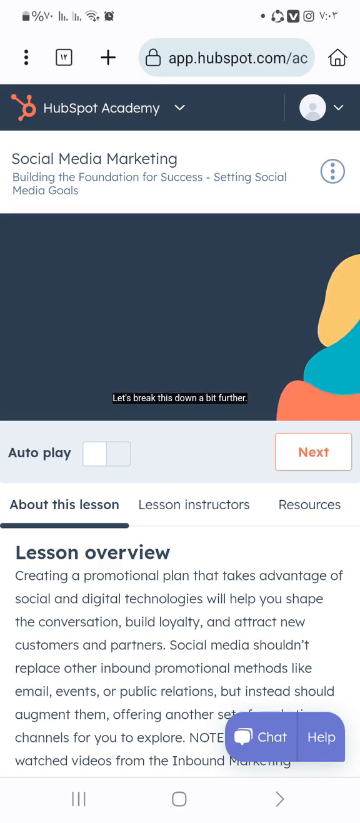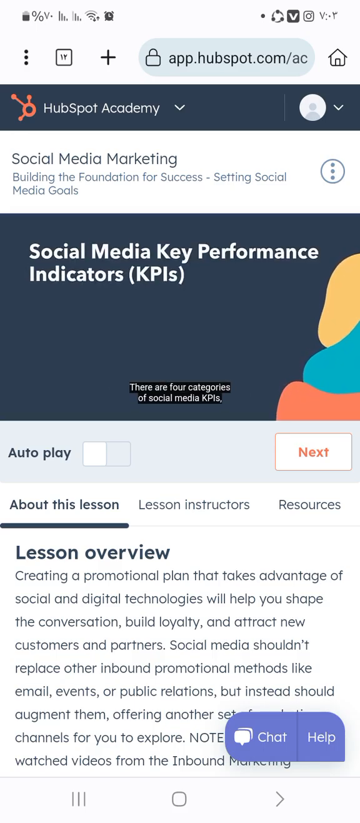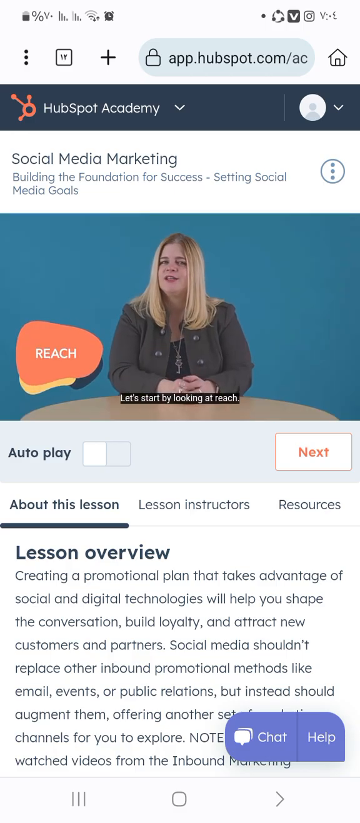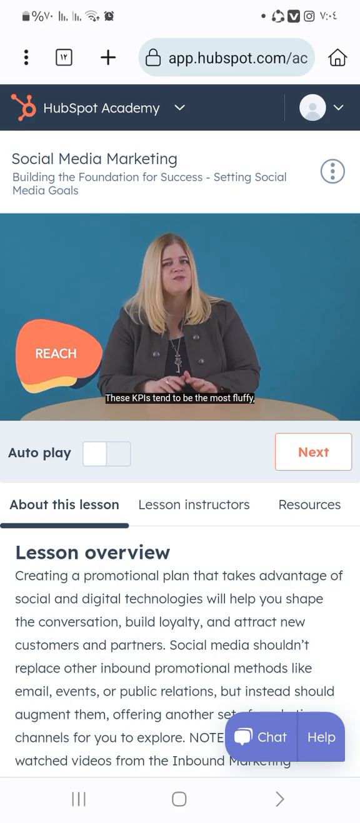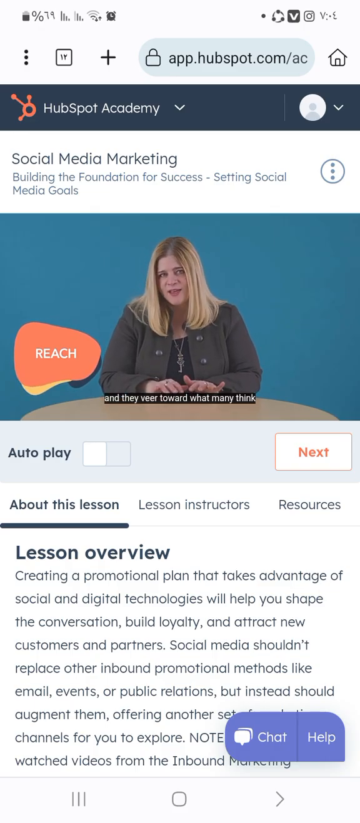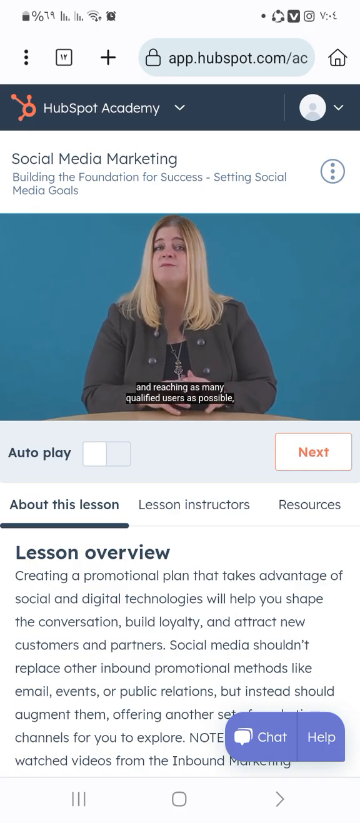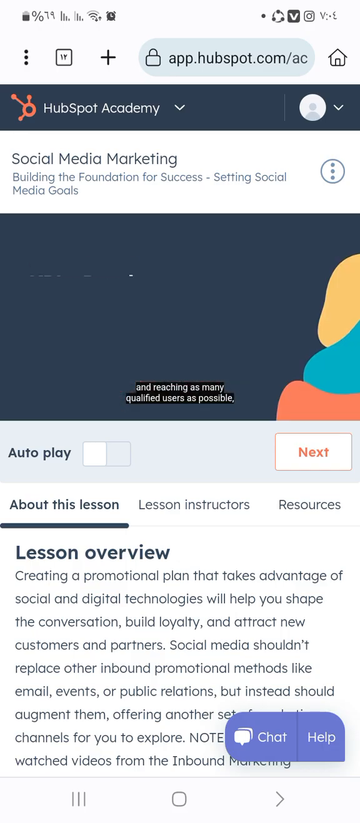Let's break this down a bit further. There are 4 categories of social media KPIs, and most of your targets should fall within those areas: reach, engagement, return on investment or ROI, retention, and loyalty. Let's start by looking at reach. These KPIs tend to be the most fluffy, and they veer toward what many think are vanity metrics. But if your business goals are tied to company awareness and reaching as many qualified users as possible, then these may be the KPIs you want to measure.